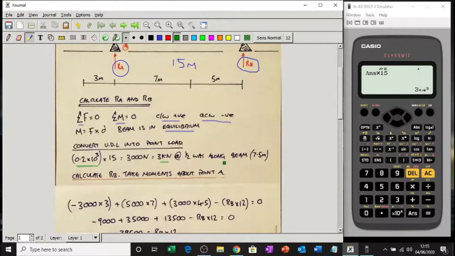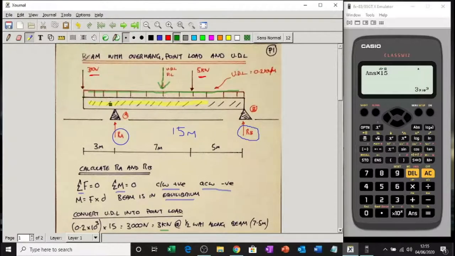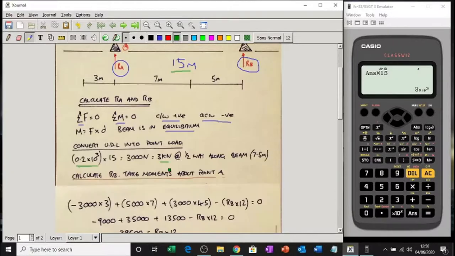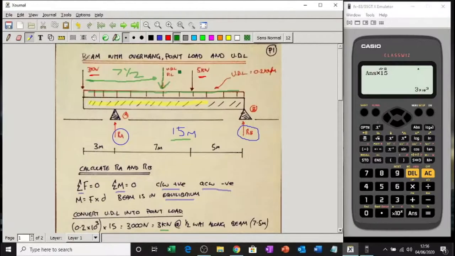And it acts halfway along the beam, or where the UDL acts, because the UDL acts across the entire length of the beam, which is 15 meters, which means the point load due to the UDL will act halfway along this UDL, which is going to be 7.5 meters, because 7.5 is half of 15. And it's going to be 3 kilonewtons.